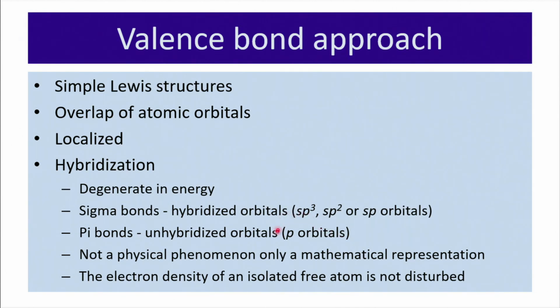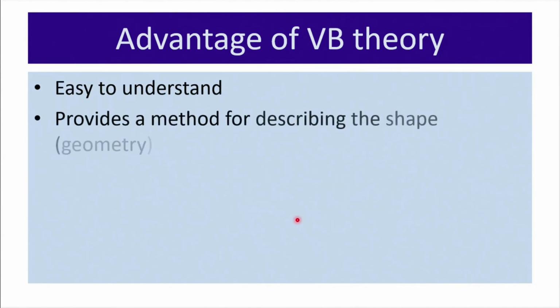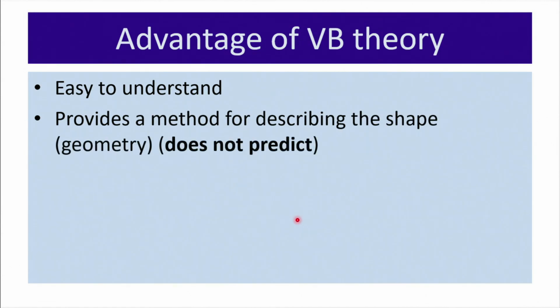So these are all some of the assumptions while we create the VB approach. And why do we have to follow this VB approach? We will just look at some of the advantages. The first one is it is very easy to understand. Then it provides a method of describing the shape, that is the geometry of the molecule, but it does not predict the shape of the molecule.